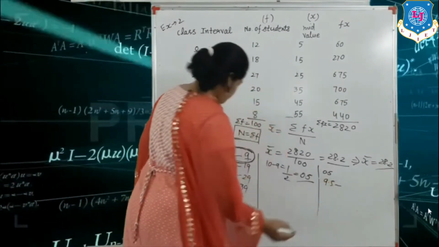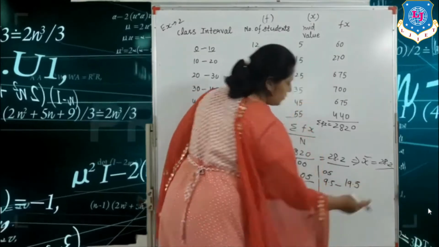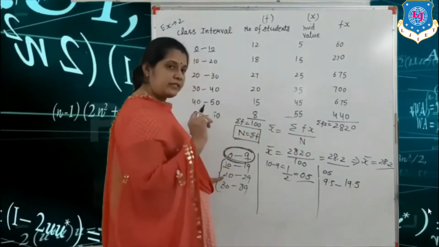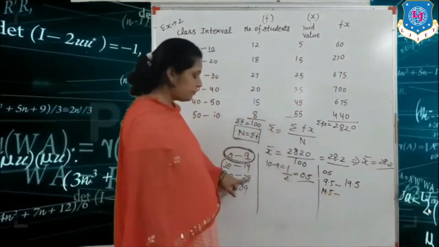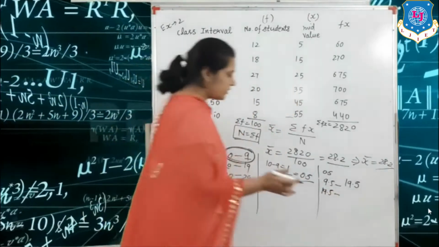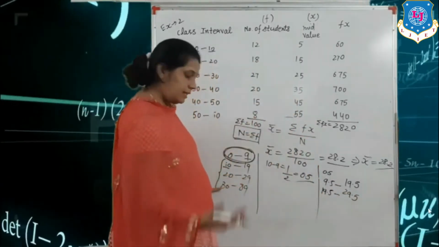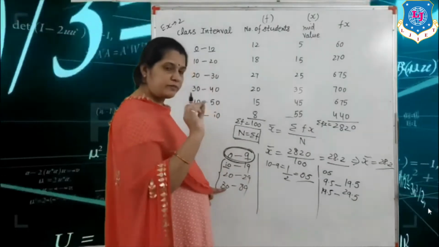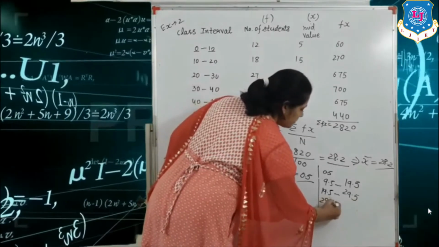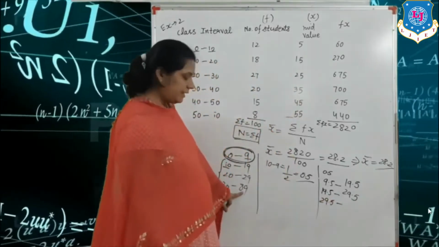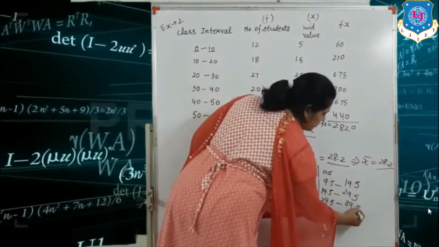9.5 to 19.5, because here we add the 0.5. Got it? Here 20 minus 0.5 is 19.5. Then 29 plus 0.5 is 29.5. Got it? In the lower limit, subtract 0.5: 30 minus 0.5, so we write here 29.5. And add 39 plus 0.5, so we write here 39.5.